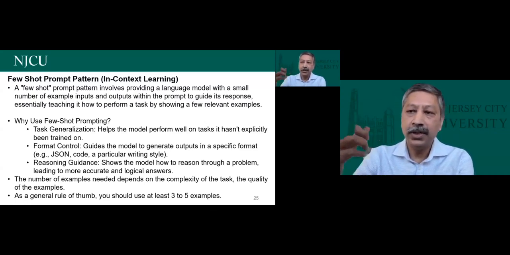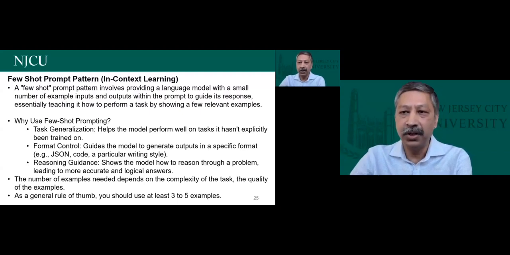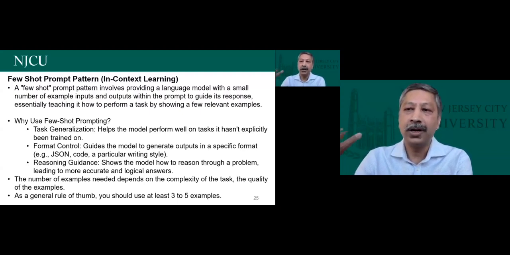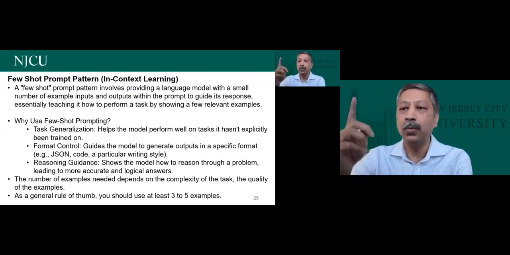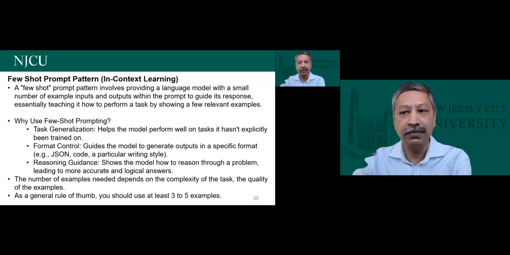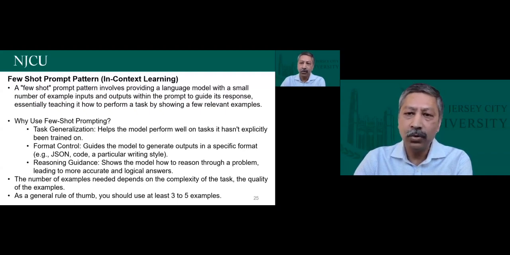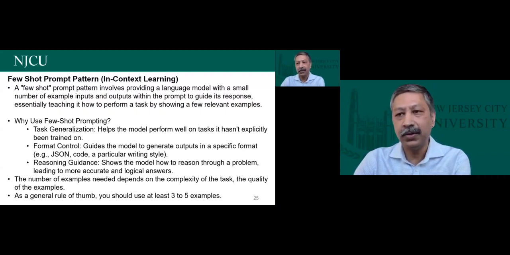Zero shot means you didn't give it any example. That's why it's called zero shot. And one shot means you give it one example. Few shot means you give it a few examples, right? So typically the rule of thumb is you give it at least 3 to 5 examples, right?